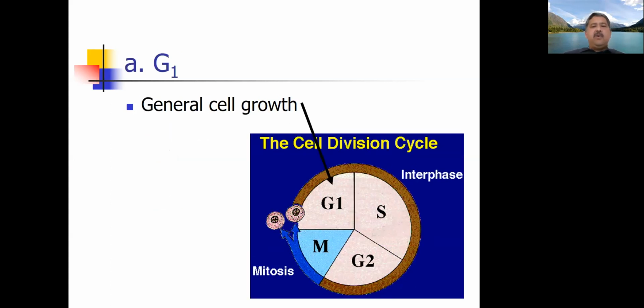And so we have G1, G stands for growth. Before they knew more about it, they thought that the G stood for gap, but now we say that it's for growth. So during G1, you have general cell growth that occurs right after the cell forms from binary fission.